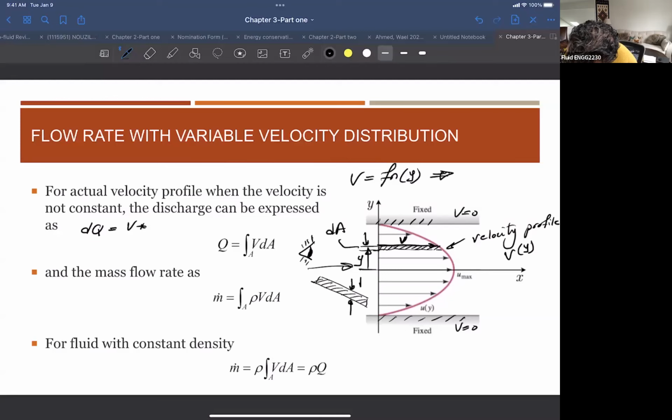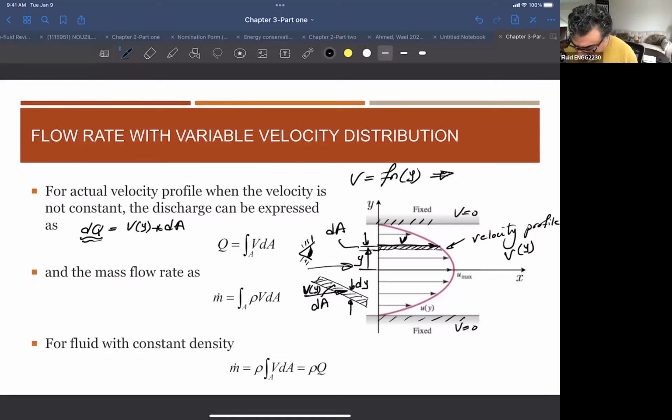This distance is dy, or this area here is dA, right? And the velocity is going like this. So this is a velocity that is a function of y. So I can say that the velocity, which is a function of y, times dA will give me the differential, or the small little dq.